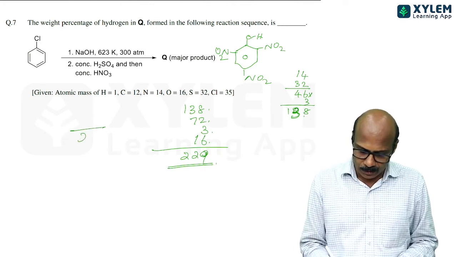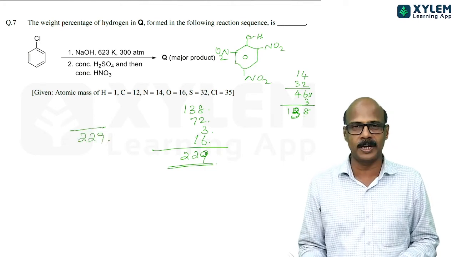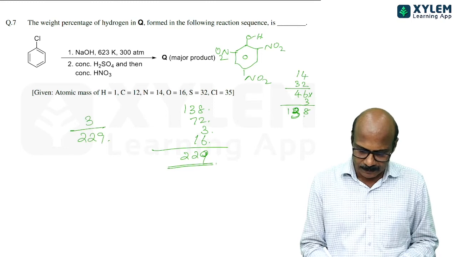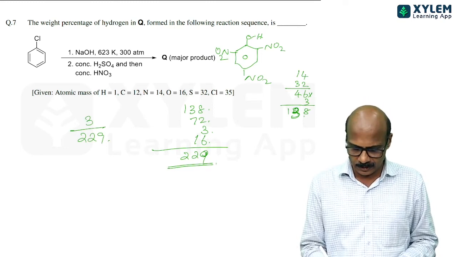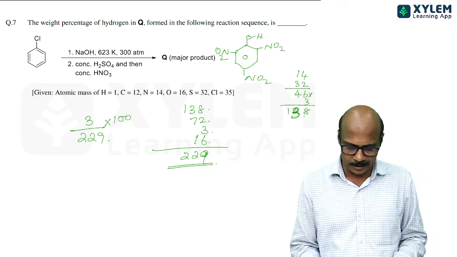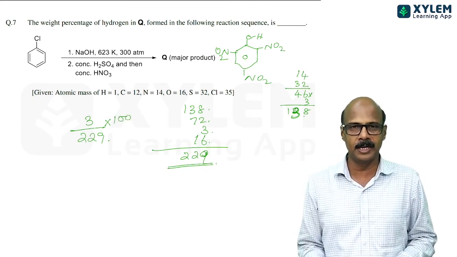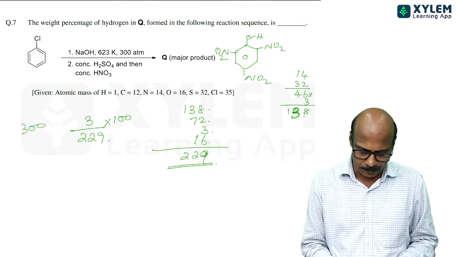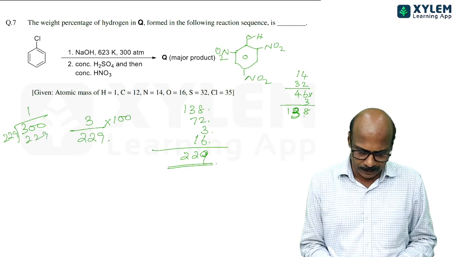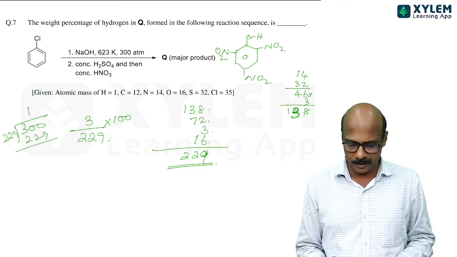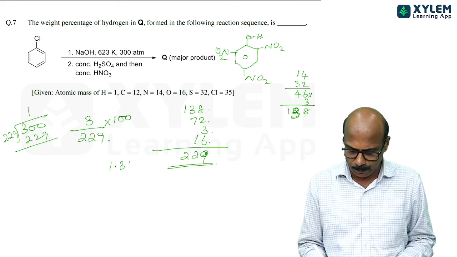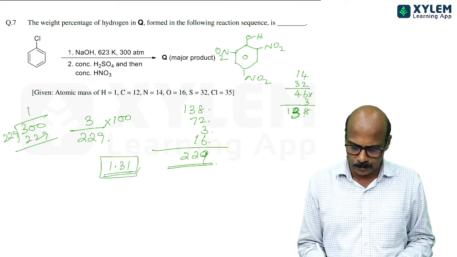Out of 229, what is the mass of hydrogen present? The hydrogen present is only 3. So what will be the percentage of hydrogen in it? 3 by 229 into 100. 300 by 229 will be the answer. What about 300 by 229? You can see, one time taking it, you will get what? It is around 1.31. You can see it is about 1.31. That will be your answer.